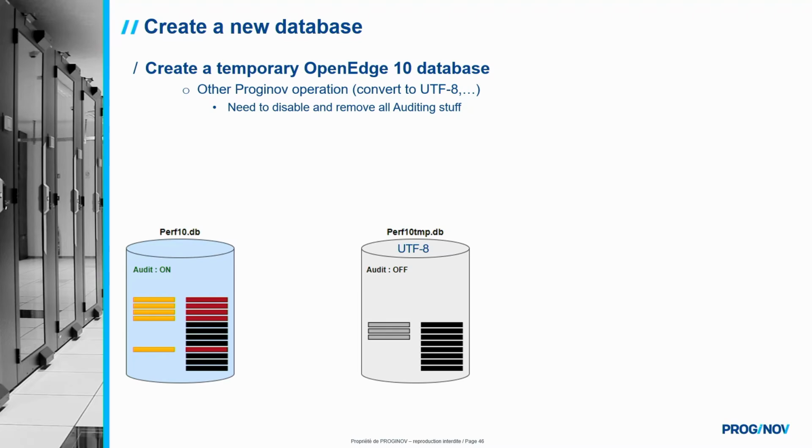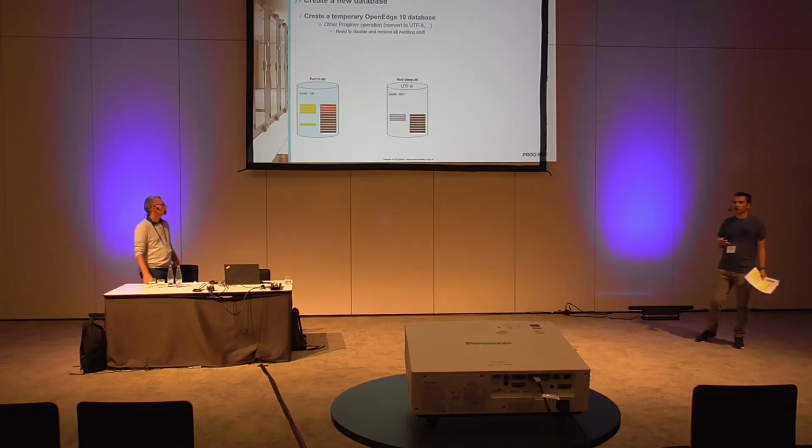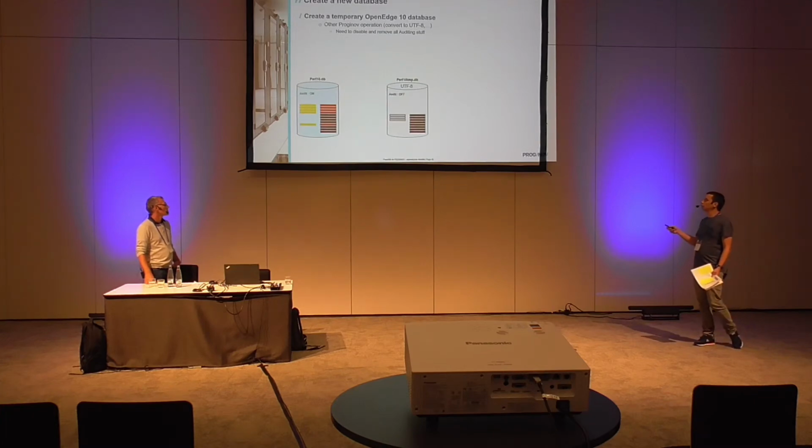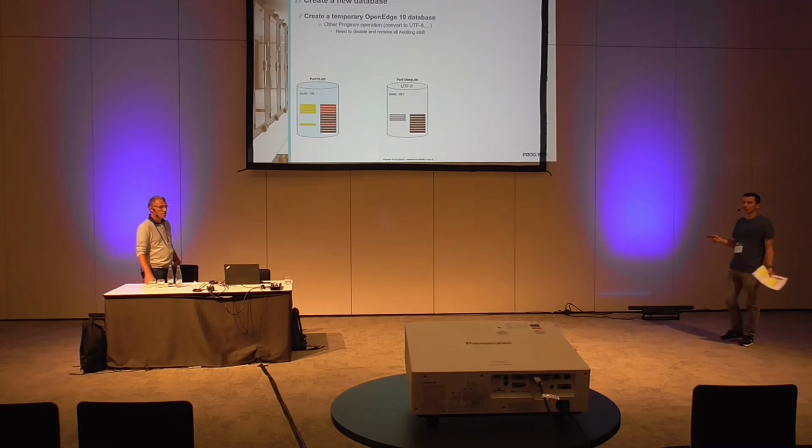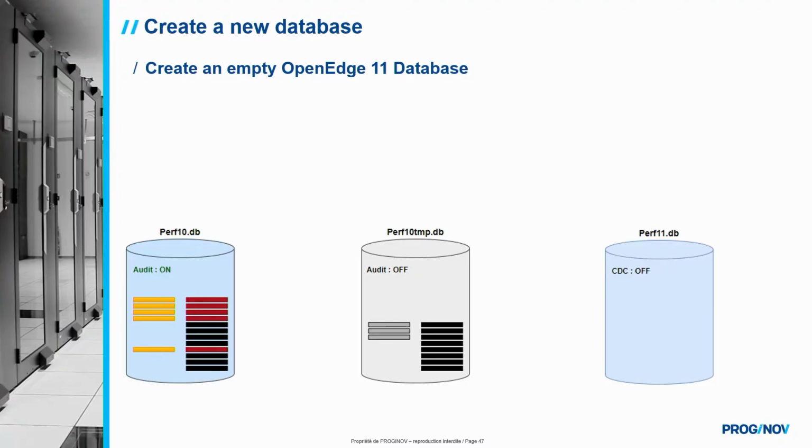We also process two other Proginov operations, like converting the database to UTF-8. To be easier, we disable auditing on the temporary database. This avoids creating new auditing records for nothing. Then we create our OpenEdge 11 database.